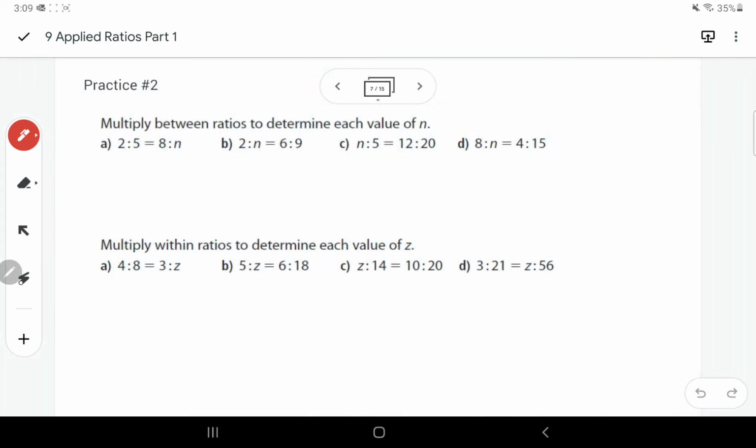So the next practice, you've got 8 problems here. I want you to try these, and these will be submitted at the end of the assignment. You're going to multiply between ratios or divide to figure out the value of each variable. So pause the video, take the time to do this one from the worksheet, and then you'll continue on when you're ready to do the next assignment.